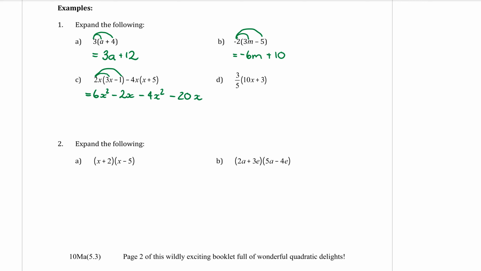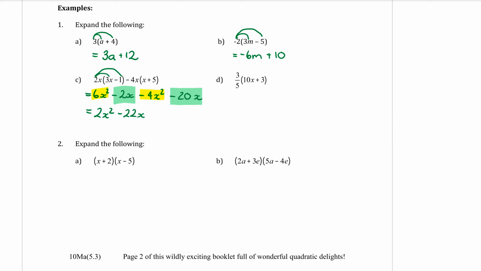Okay, after we've expanded everything out, always check to see if you can collect any like terms. And in this question, we can. So we have 6x squared, take away 4x squared, which makes 2x squared. Then we also have minus 2x minus another 20x makes minus 22x. And that question's finished.